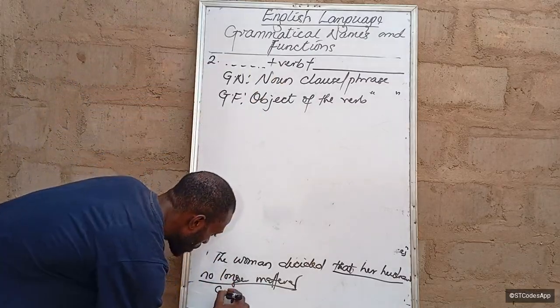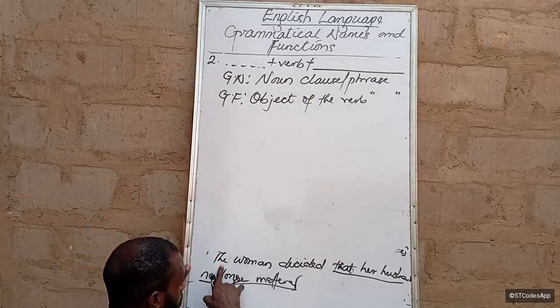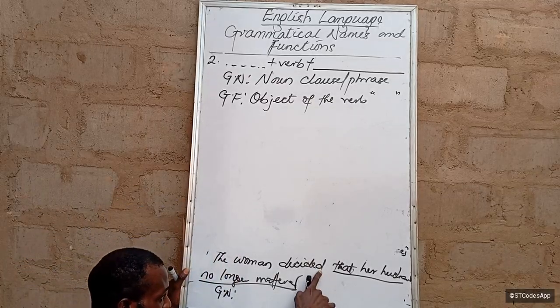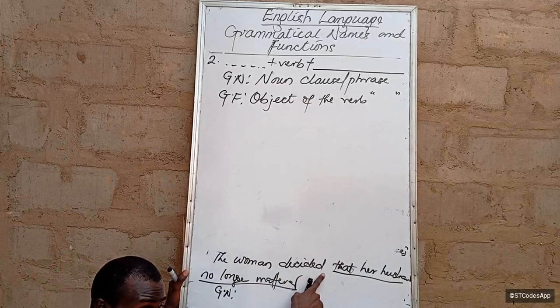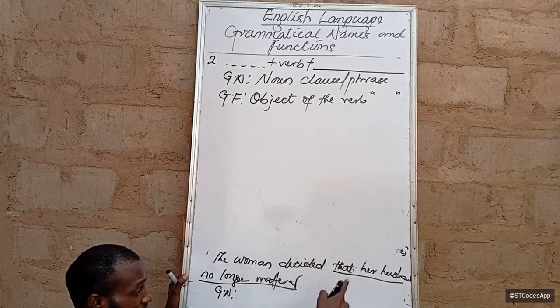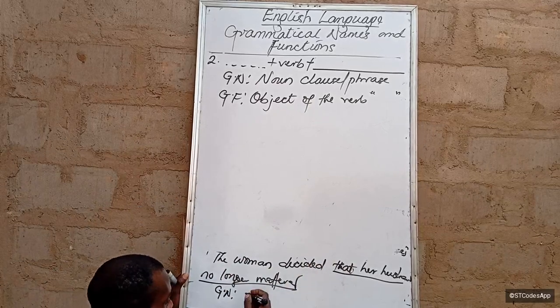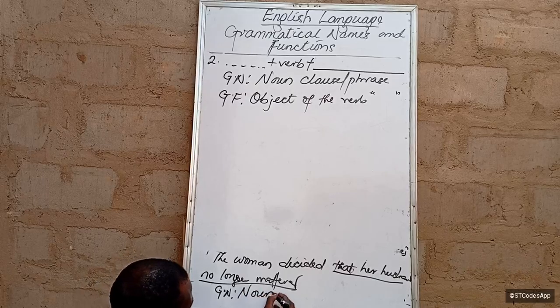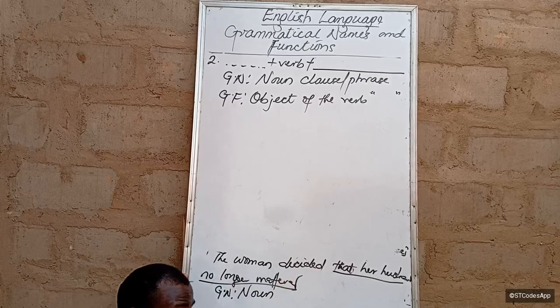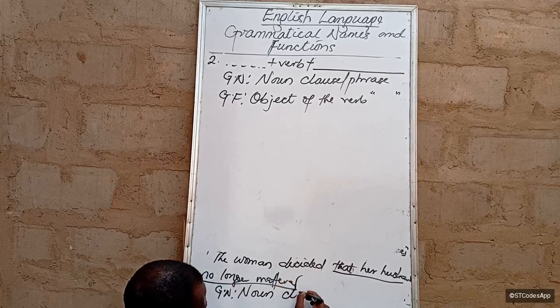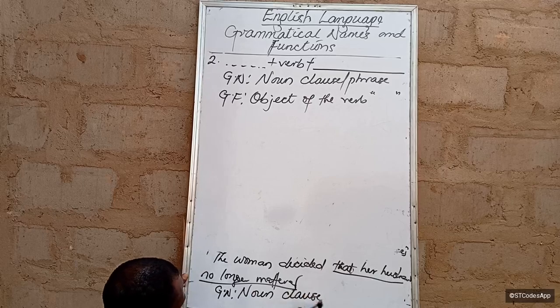The grammatical name here is going to be a noun, because it is coming immediately after a verb. Look at this, the verb, decided. The underlying structure starts immediately after the verb, so it is still a noun. Then check within it: is there a verb? That the husband no longer mattered, that's a verb, so this is going to be a clause. Is that clear? A noun clause.